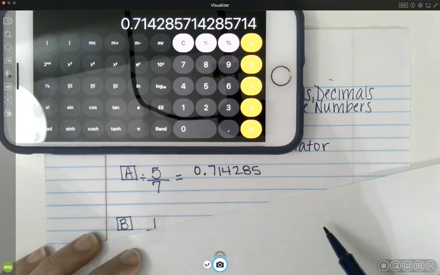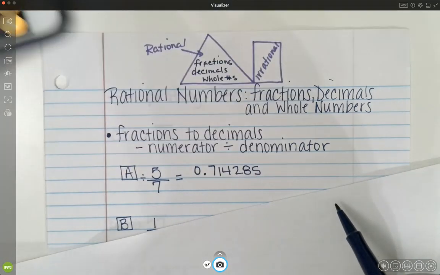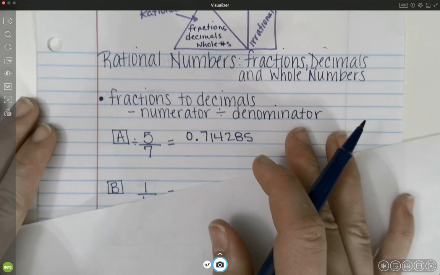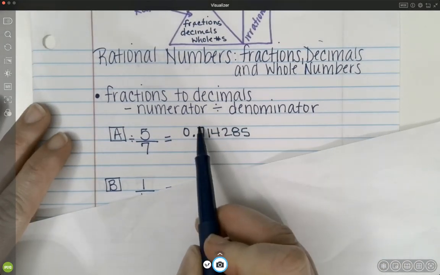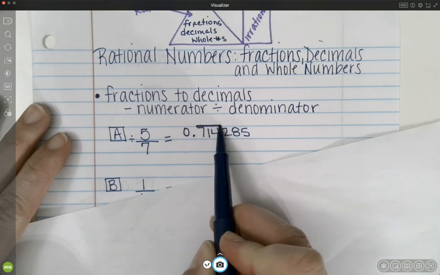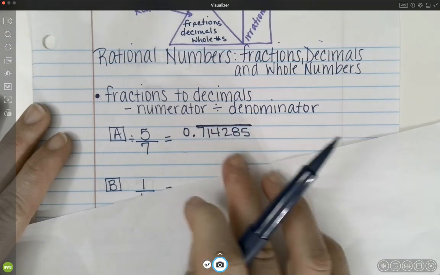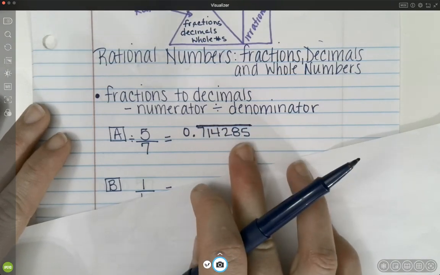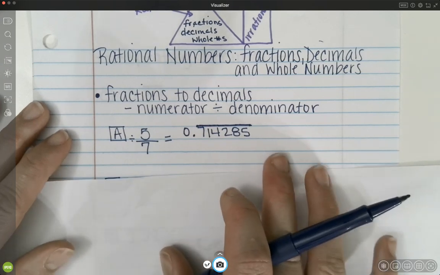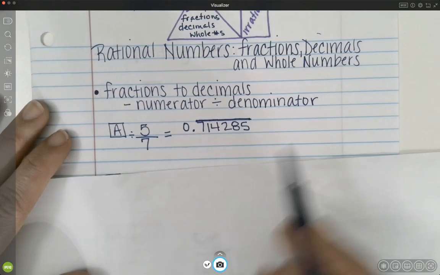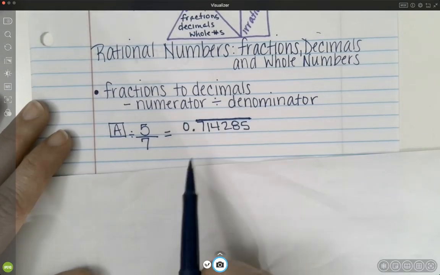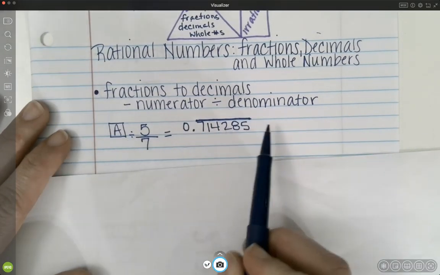So I'm going to write 0.714285. And then I'm going to use our repeat bar, and I'm going to draw it over all the numbers that repeat. And this repeats as a batch. So I'm going to draw my bar over top of that entire batch because that entire thing is on repeat. And that's all it is. We take the numerator and we divide it by the denominator. 5 divided by 7, and I write what I get.